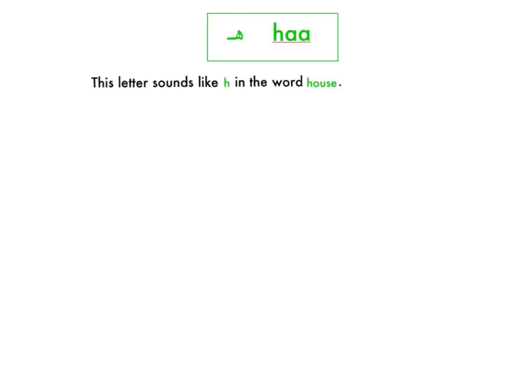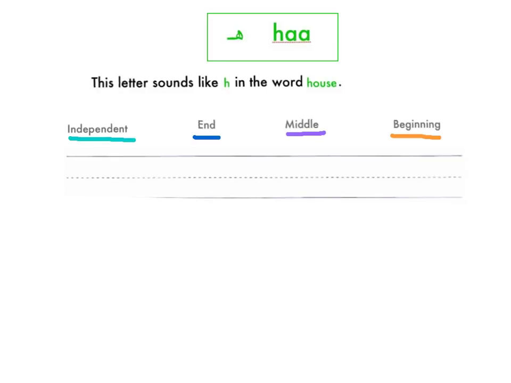The next letter is the letter ha. This letter sounds like the h in the word house. It comes in 4 different shapes. At the beginning, we write the letter ha like this. For instance, in the word home.